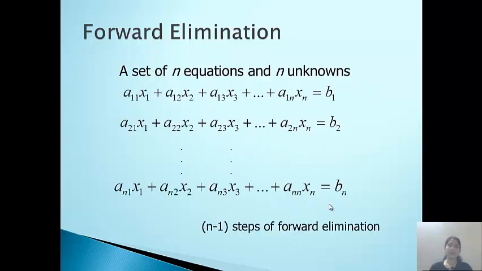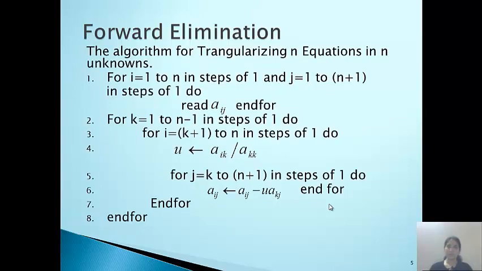If we have n equations with n unknowns, this will look like a11x1 plus a12x2 plus a13x3 plus dot dot dot plus a1n xn equal to b1. a11, a12, a13 are the coefficients and x1, x2, x3 to xn are the unknowns. To calculate the values of x1, x2, x3 to xn, we have to follow n-1 steps of forward elimination.